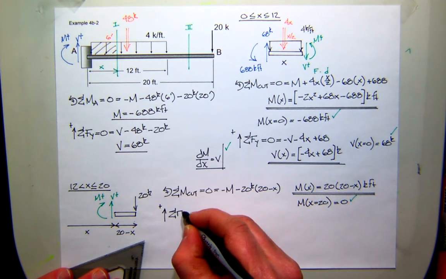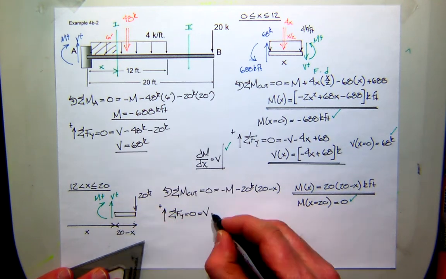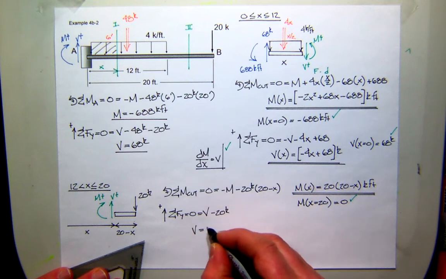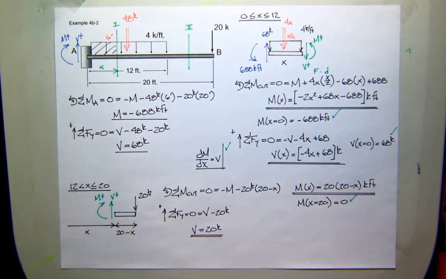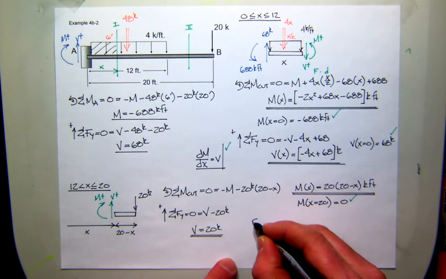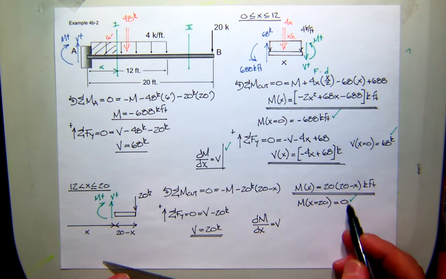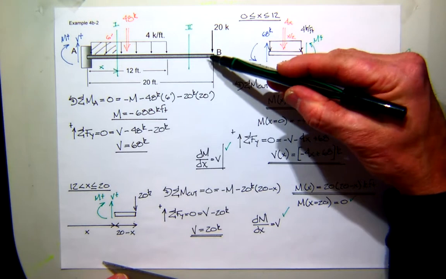So then we'll sum forces in the y direction. I've got a shear force acting up, 20 kip force acting down. So it looks like my shear is simply 20 kips. Pretty easy equation. I'll talk to you about what this means in a second, but let's check this. If you take the derivative of the moment with respect to x, is it equal to the shear? Take the derivative of this with respect to x. It's 20. Cool.